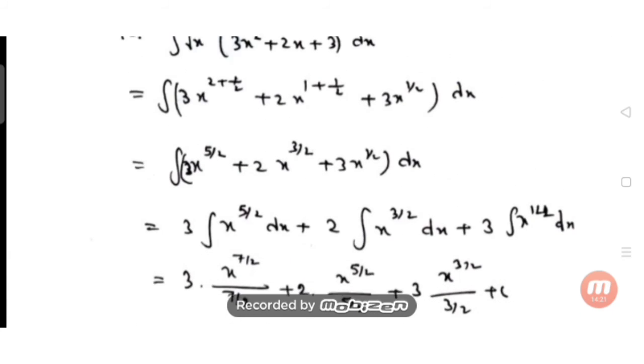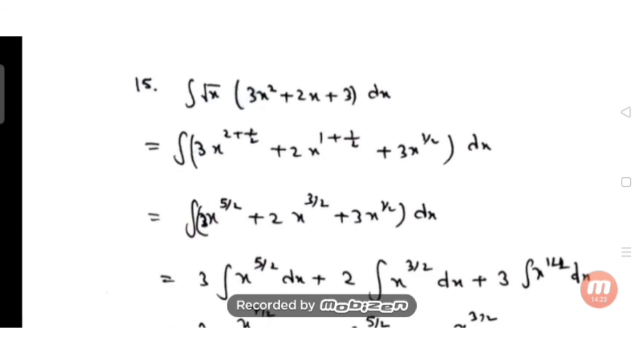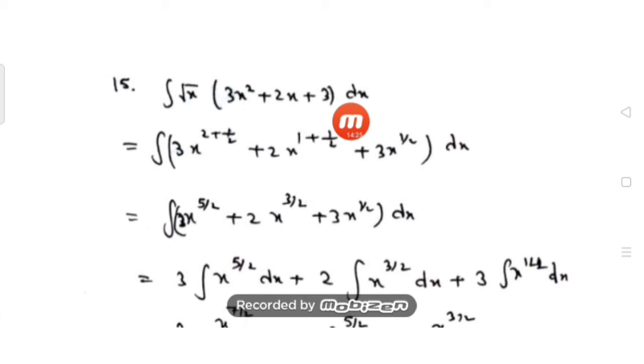Now the next question is also similar to the last one. The product of this expression I have done first, 3 half plus 2. Then this 2 is constant, x to the power 1 plus half, 3 into x to the power half dx. Simplifying step I have done, 3, 2 LCM, 2 to the 4 plus 1, 5, 2 LCM. Here also 2 LCM, 2 plus 1 is 3, and this one.